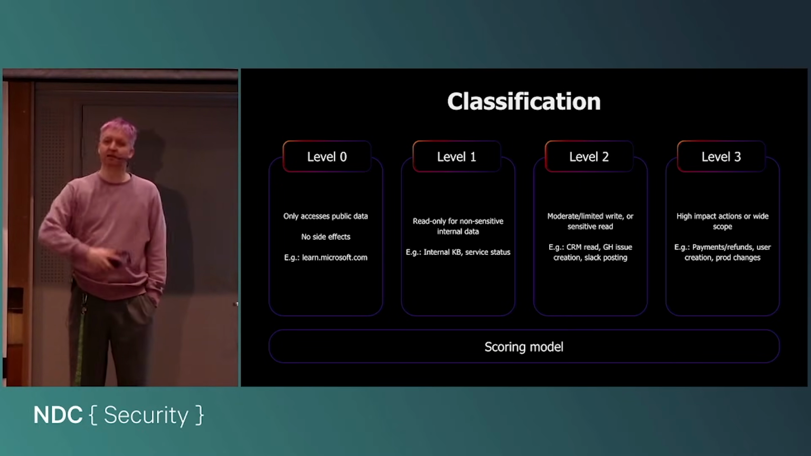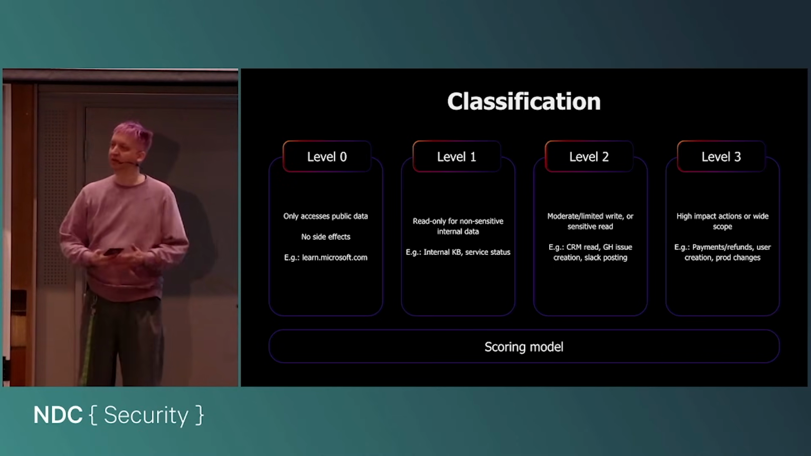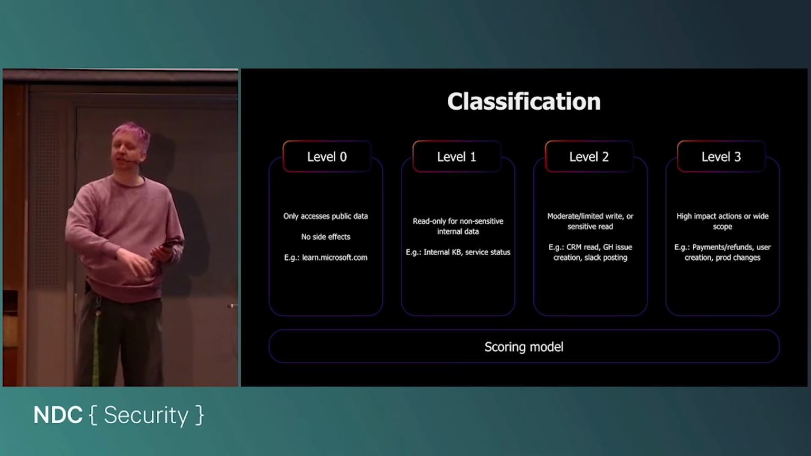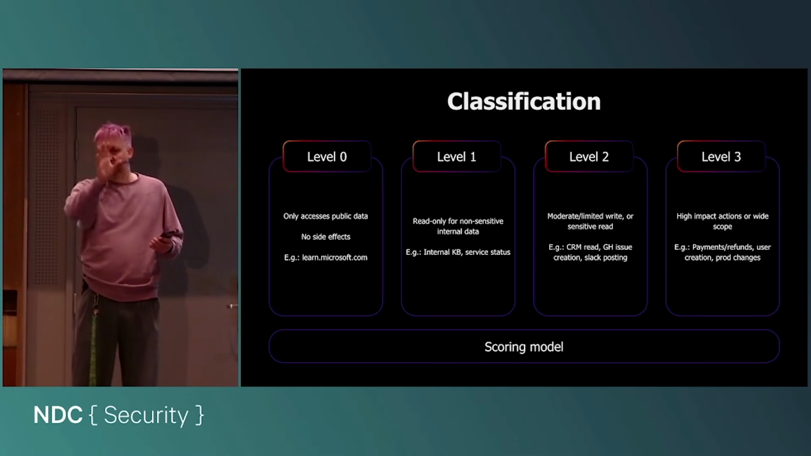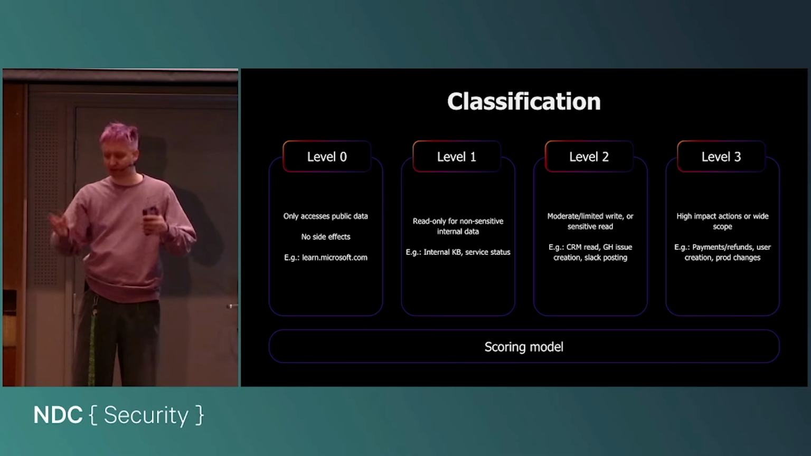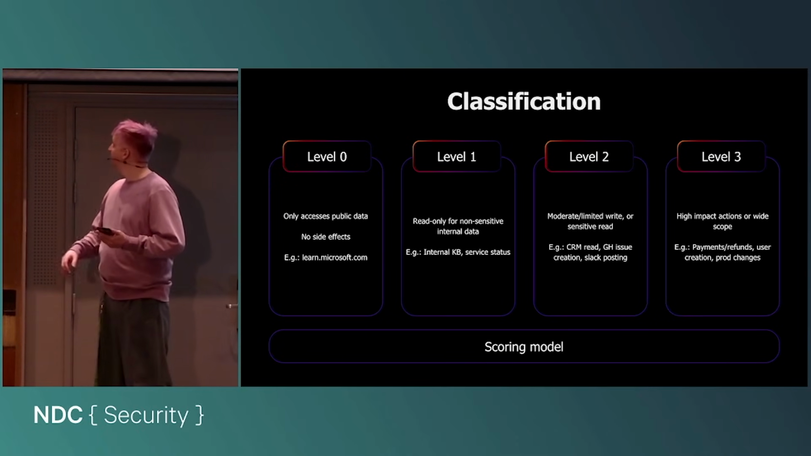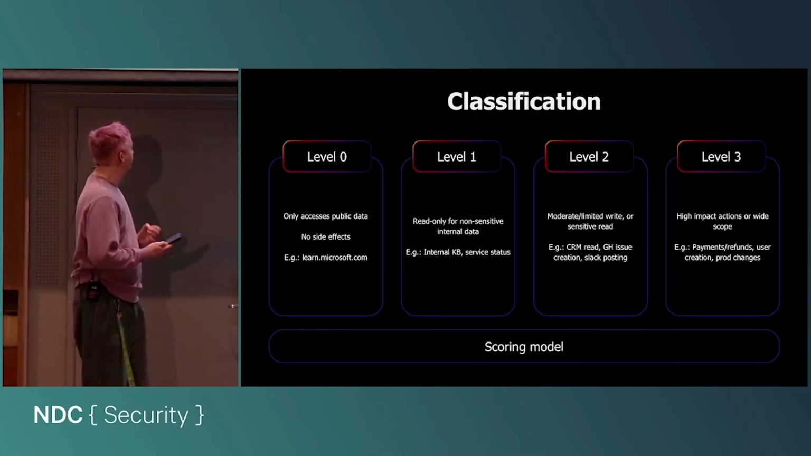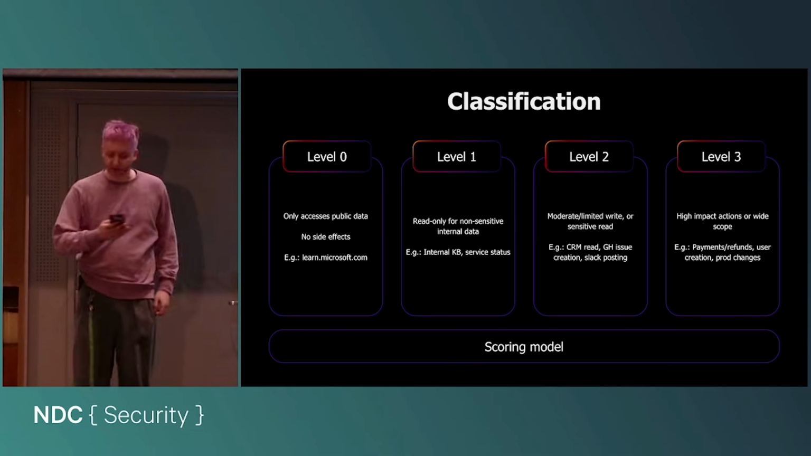And then you'll need a scoring model to see, we have this MCP server we want to use. We think it fits into this classification. We do the scoring. We see, does it even match? Or do we have to move it to another classification and then use it in another way? We have other guidelines telling us how to use that as well.